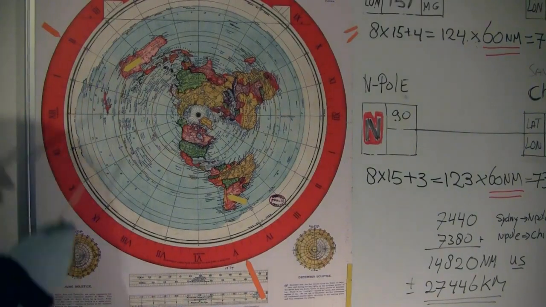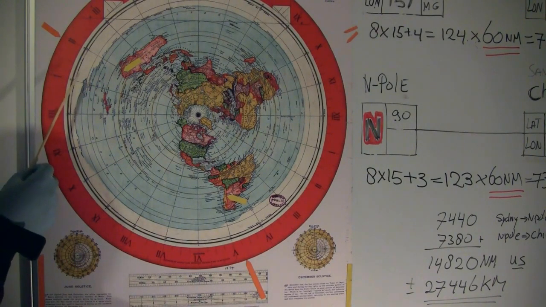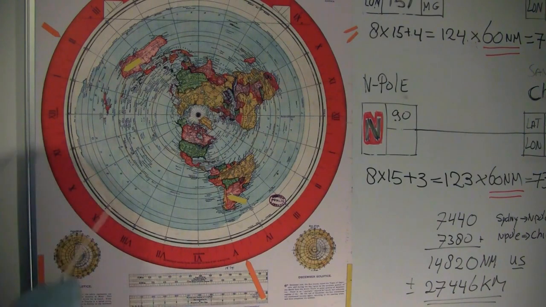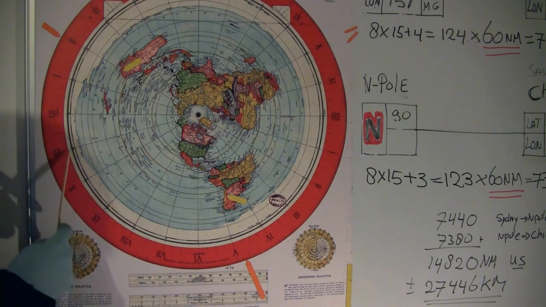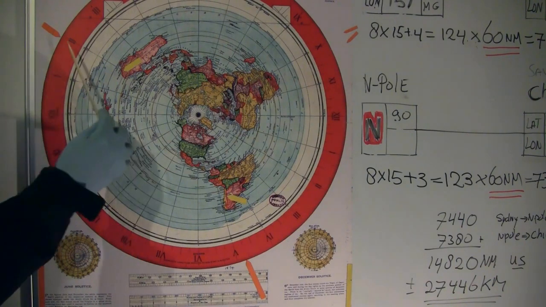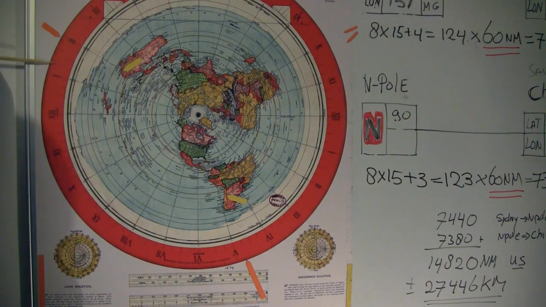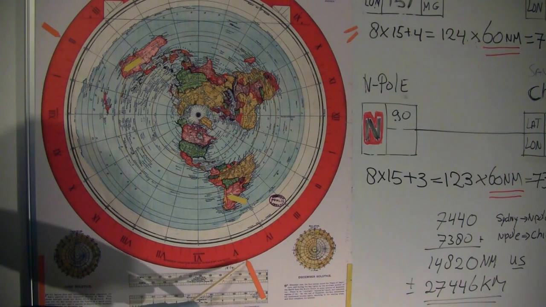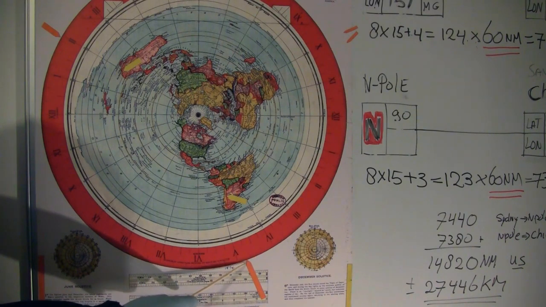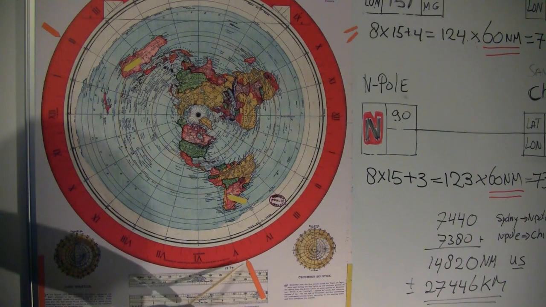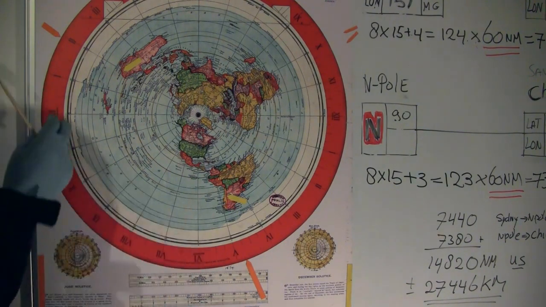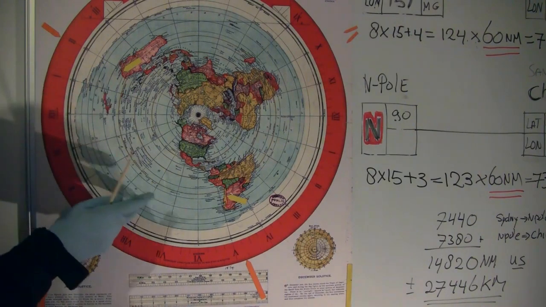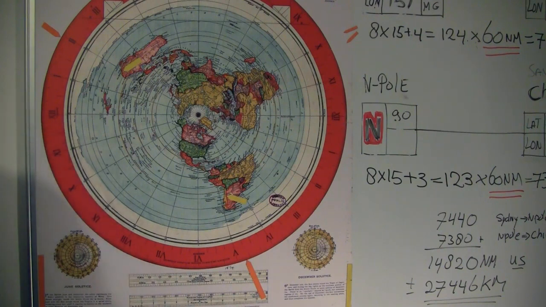To navigate from Sydney, Australia to Santiago de Chile, we have to count the number of degrees between Sydney and Santiago de Chile. That's 1, 2, 3, 4, 5, 6, 7, 8. So it's 8 times 15 degrees. Each longitude line is 15 degrees, plus 14 degrees on this side, and on the other side it is 3.5. So we have to add 3.5 on this side and 14. That makes a total of 14 degrees plus 8 times 15 plus 3.5 degrees. You get the total number of degrees.